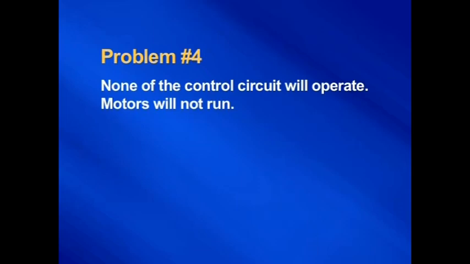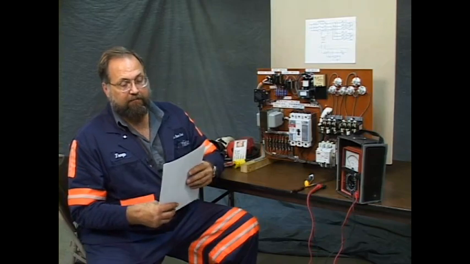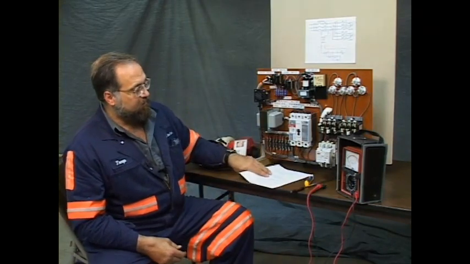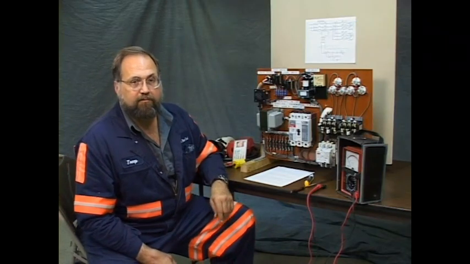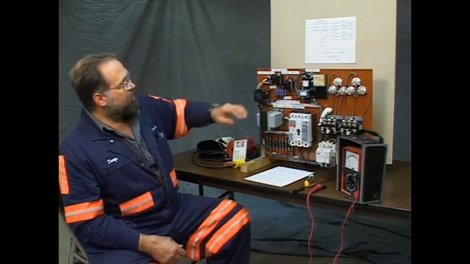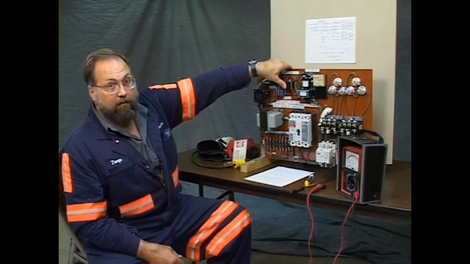Problem number 4. Should the apprentice draw this problem at the state electrical certification examination, it will read as follows. None of the control circuit will operate. The motors will not run. Well, we've had this problem before, at least a couple of times, and both the other times were different problems. I assume this one will be too. Let's check it out. And press the start switch. Nothing happens.